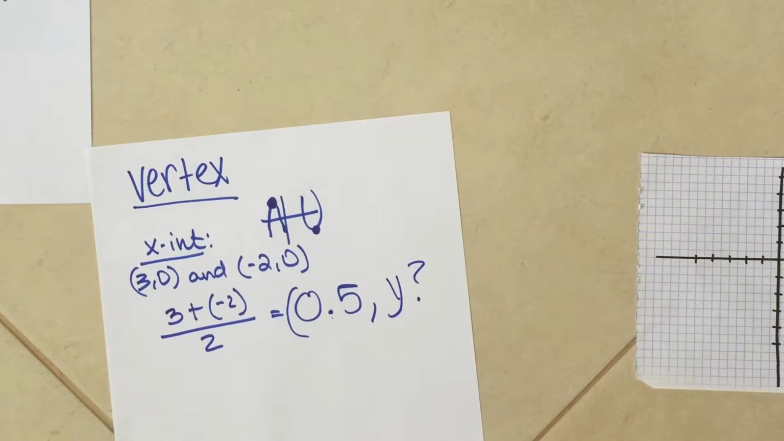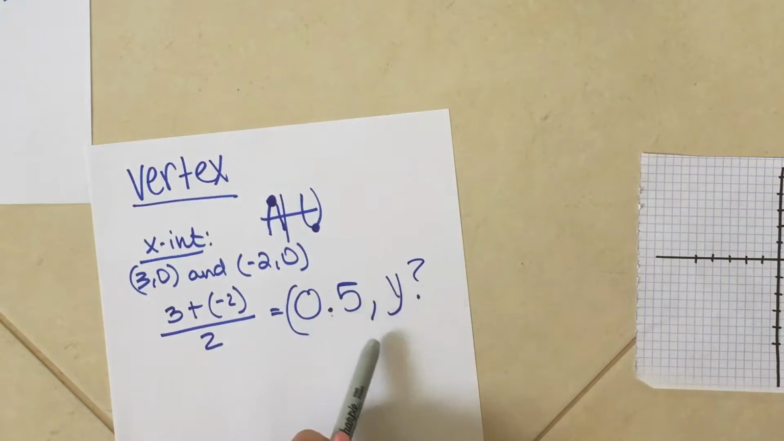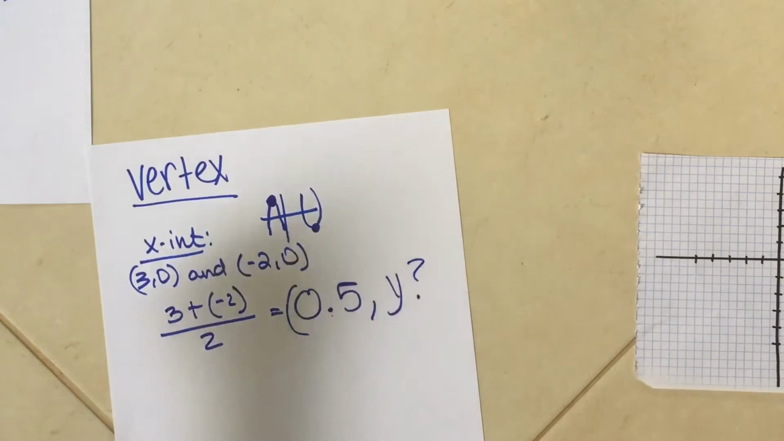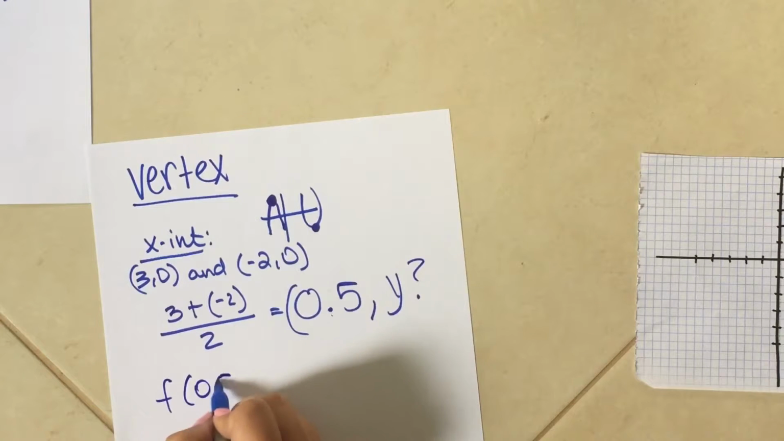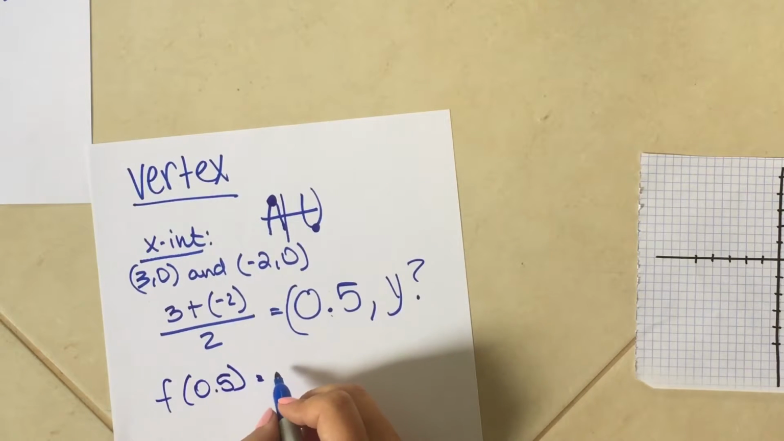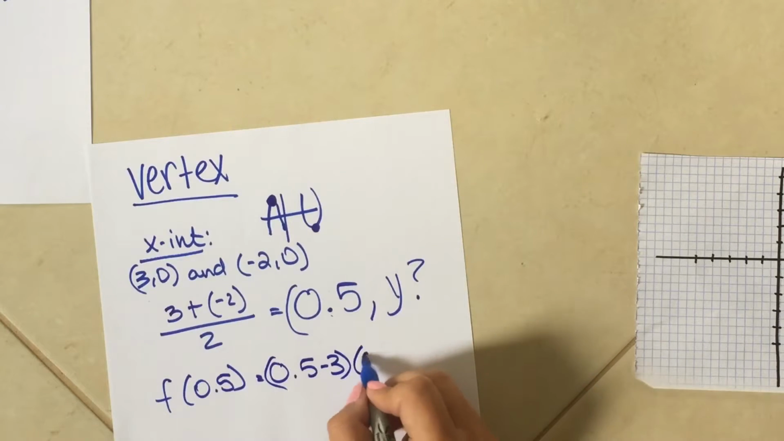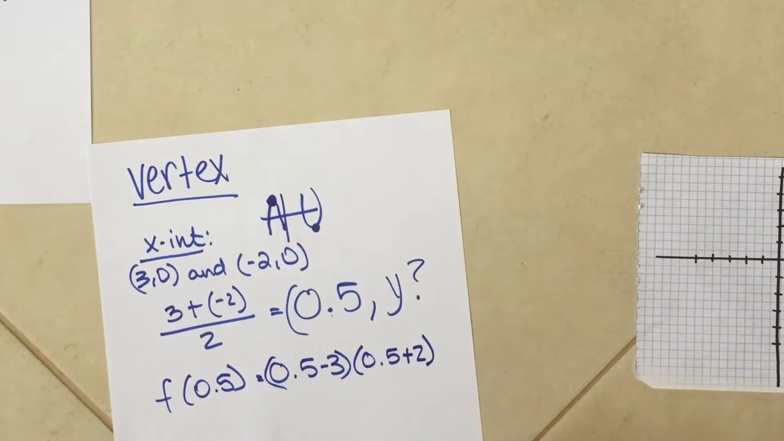Well, we can also find that out now because we know that the value for x is 0.5, and what we do is plug in 0.5 in our quadratic factored or standard form. So as we do it, our initial standard form, which is 0.5 minus 3, 0.5 plus 2. So let's count that.